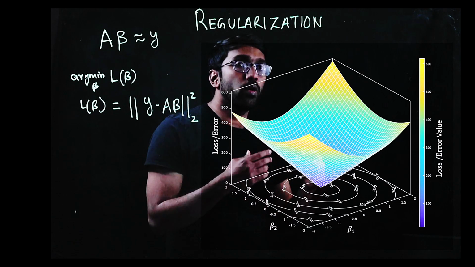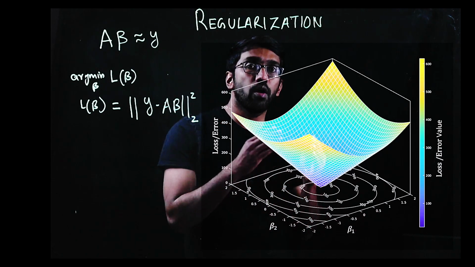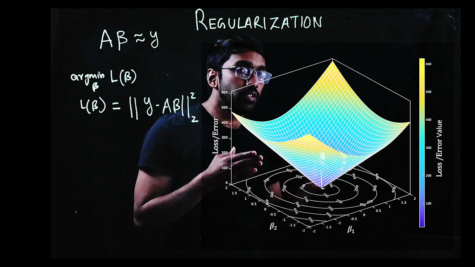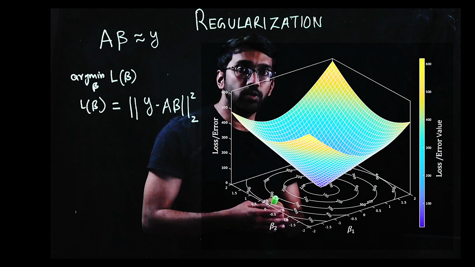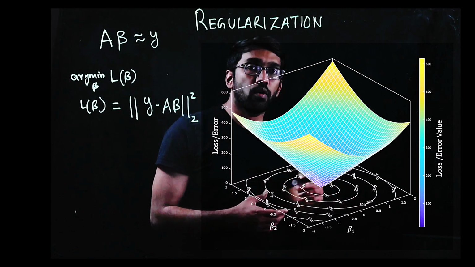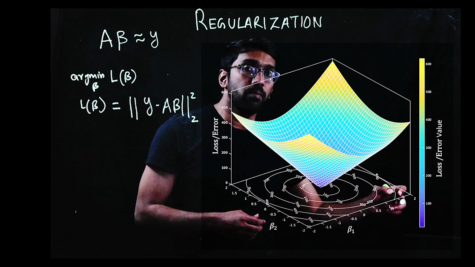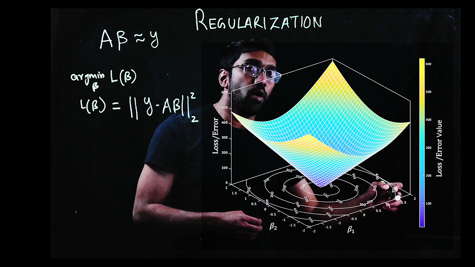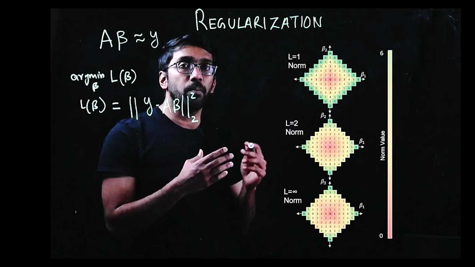So this is how a loss function with two parameters, beta 0 and beta 1, looks for ordinary least squares. What you see on the xy plane here is iso circles or iso lines, which are basically locations where the loss function is a constant. And you can see that as you move further and further away from the optimal beta 0, beta 1 combination, the loss increases.